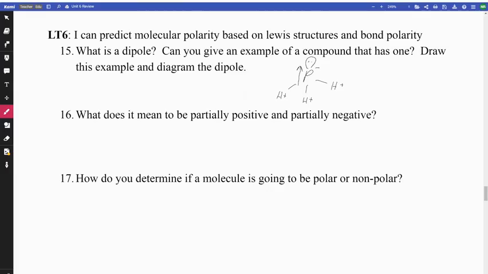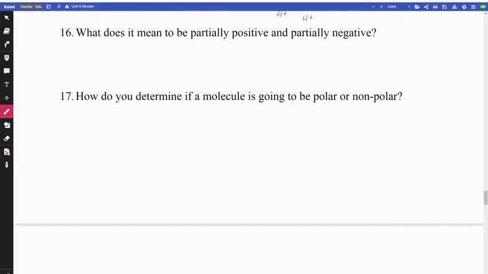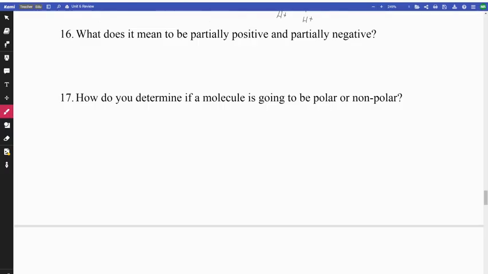All right, how do you determine if a molecule is going to be polar or nonpolar? Now, first off, if it has only nonpolar bonds, it's nonpolar. Makes sense, right? So, for example, a bond between N and N is a nonpolar bond because they're the same atom. Also, a bond between C and H is a nonpolar bond, just because C has a very similar electronegativity to H. Now, if we have a bond between C and Cl, then that is a polar bond because they're two different atoms.